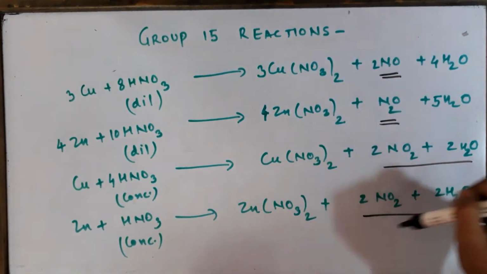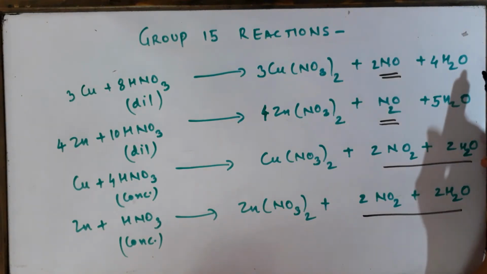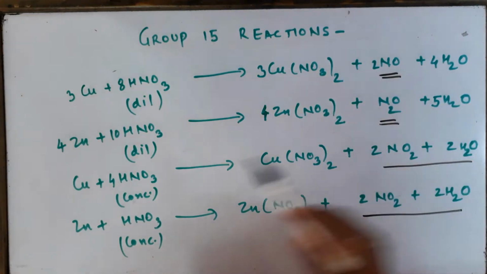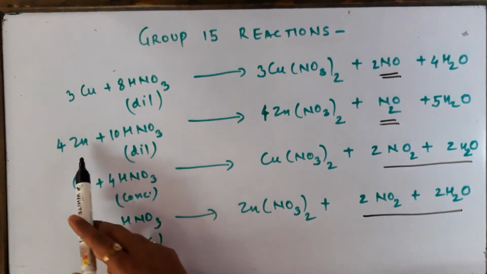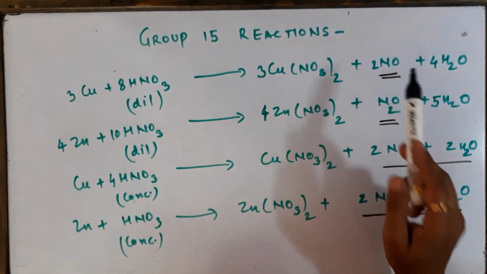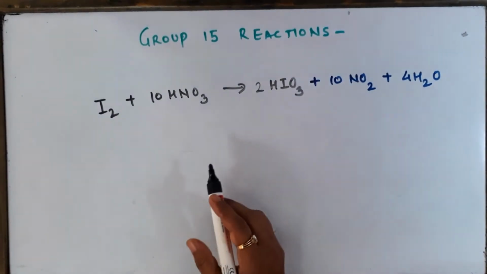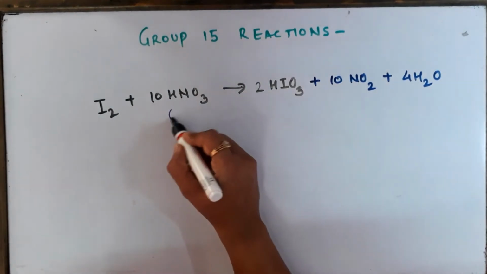Rest all the things are, I think, logical enough to understand. Metal salts, water is compulsory in all the things. Nitrogen dioxide gas is formed if it is concentrated acid. But if it is dilute HNO3, with zinc you will get dinitrogen oxide, and with copper you will get nitric oxide.